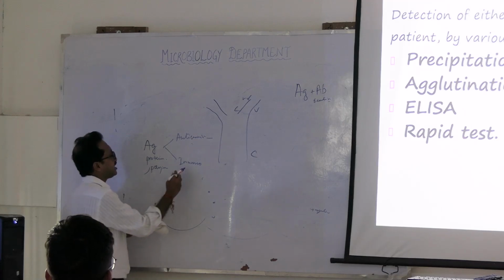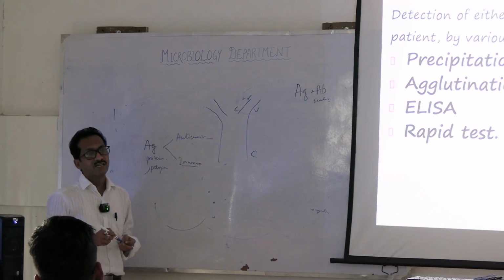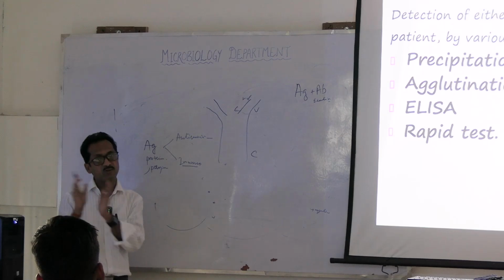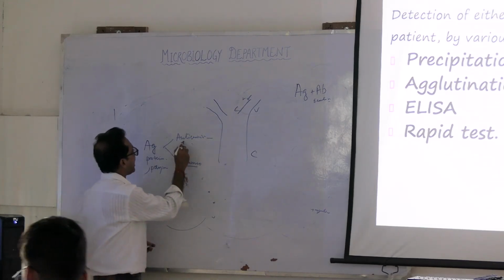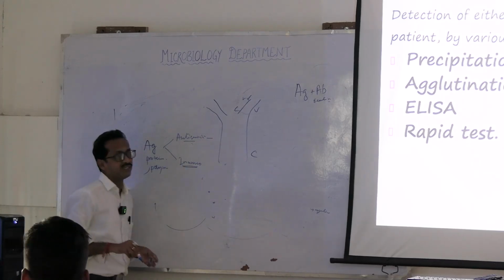And what is immunogenicity? It is the ability of the antigen to combine with the specific antibody. That is antigenicity and immunogenicity.